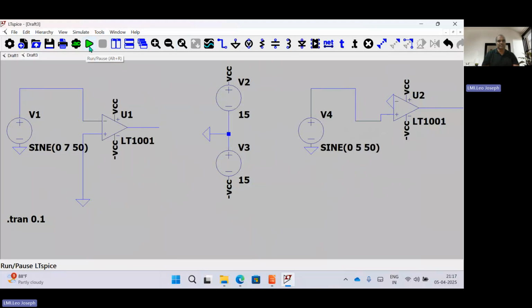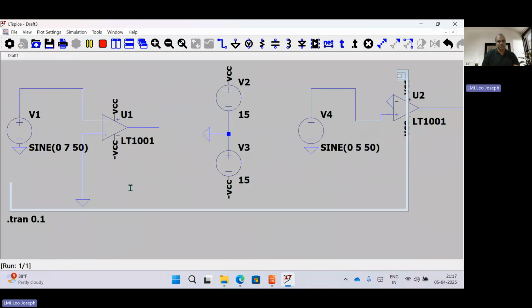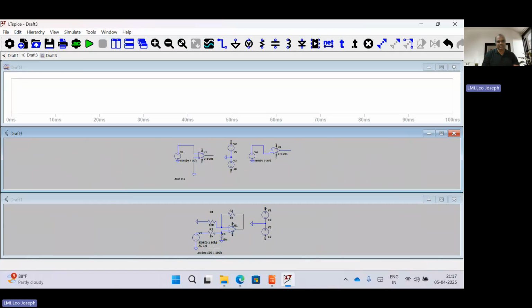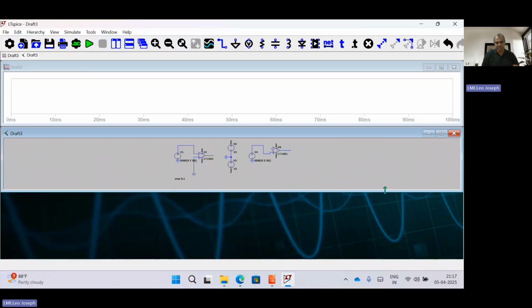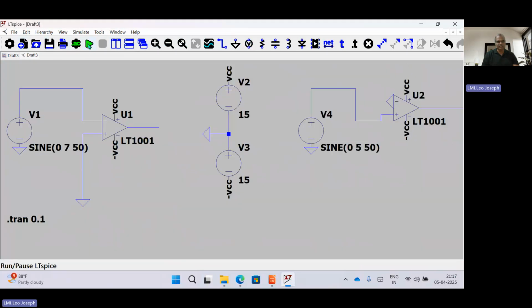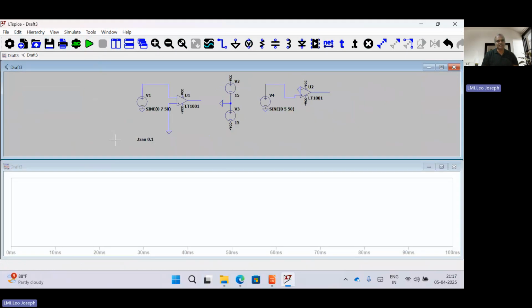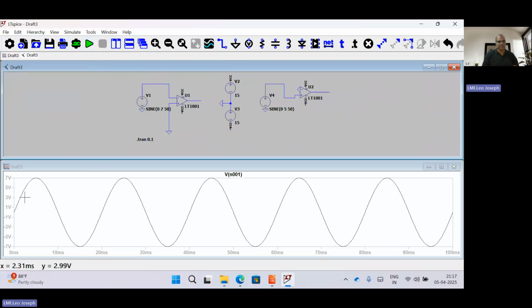So let us run this simulation. You can see here what is happening, right? I am running now. First I am going to measure the input voltage, that is 7 volts. You can see here 7 volt is coming positive and negative. So it is oscillating between +7 and -7. That is the input voltage. Then I am going to see what is the output.